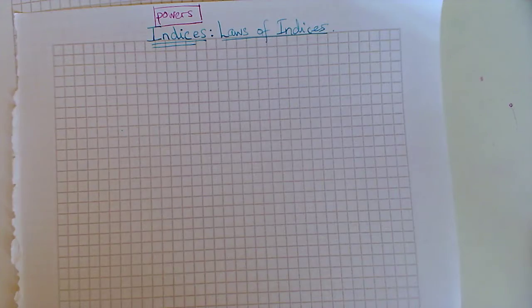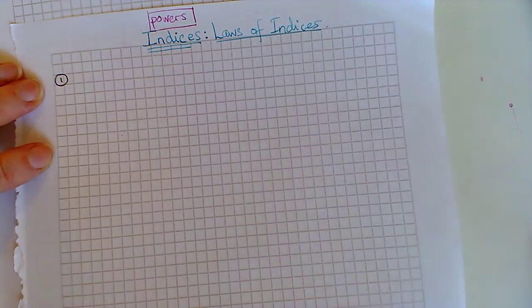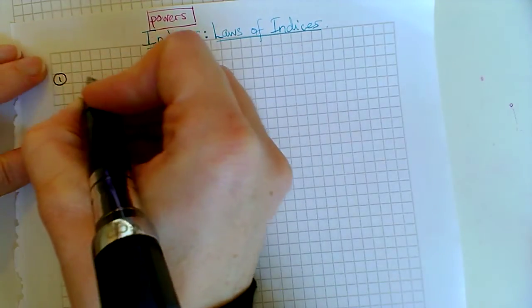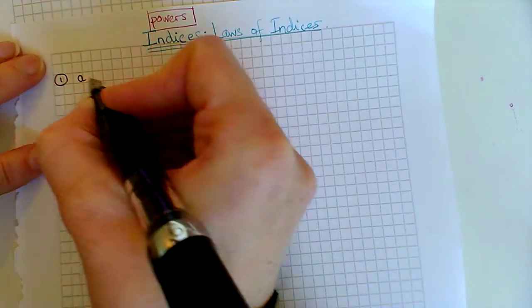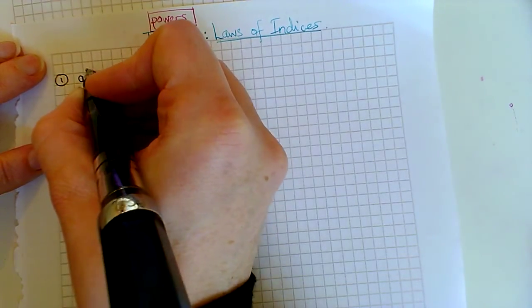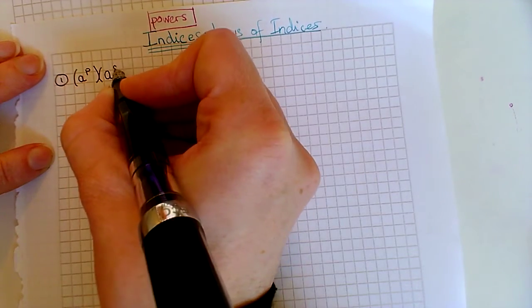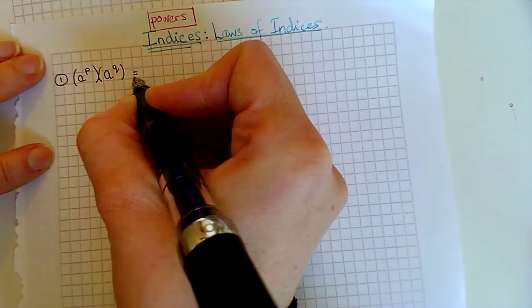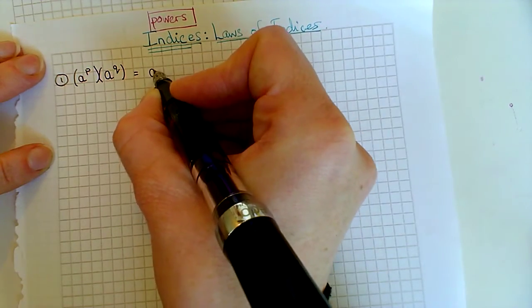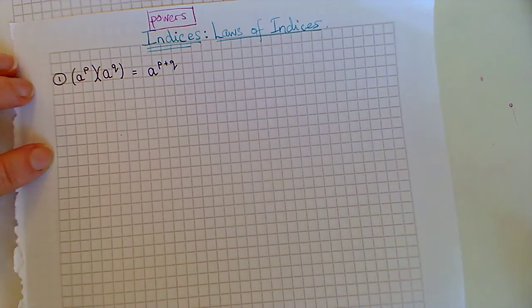So the first law of indices that we need to remember and that we need to learn is written in our log tables, and it's written as this. If I have a to the power of p and I multiply it by a to the power of q, then that is a to the power of p plus q. So that looks really confusing when you see it in your log tables.